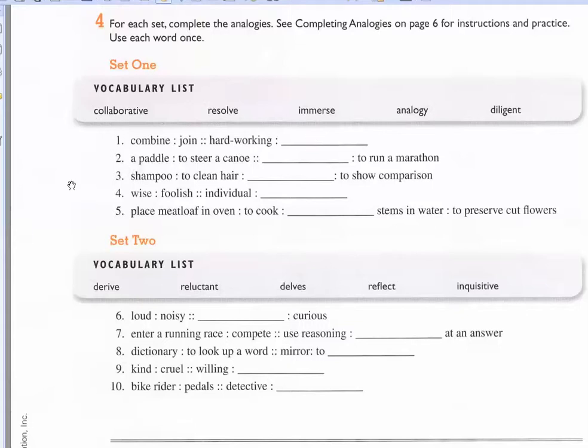Next example, a paddle is to steer a canoe as blank is to run a marathon. So you need a paddle to steer a canoe. What do you need to run a marathon? Well, you need resolve, or determination to make up your mind to do something and then follow through. So you need resolve to complete the analogy.